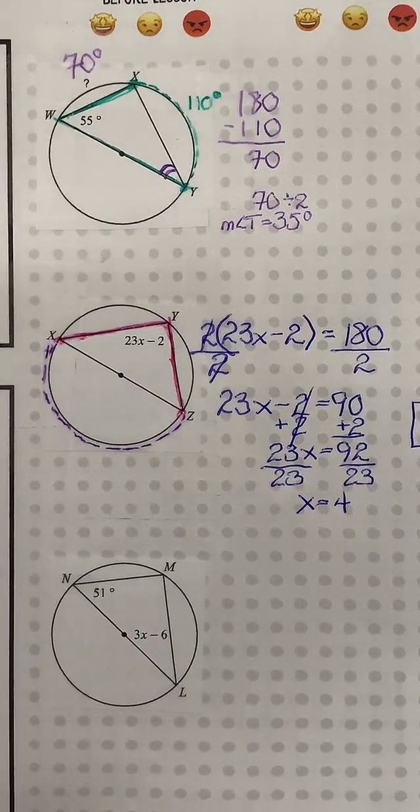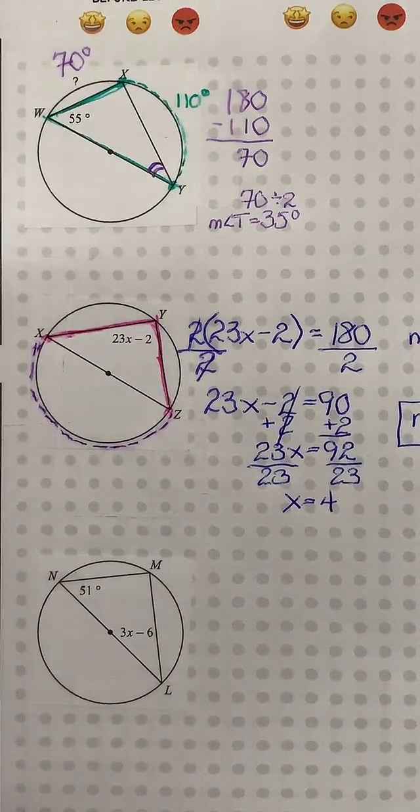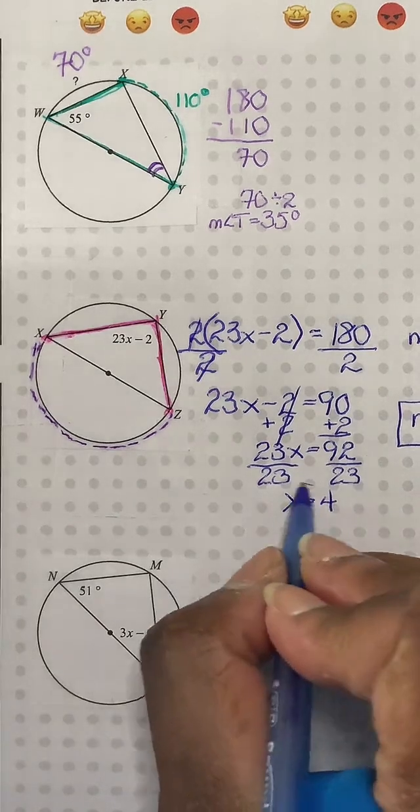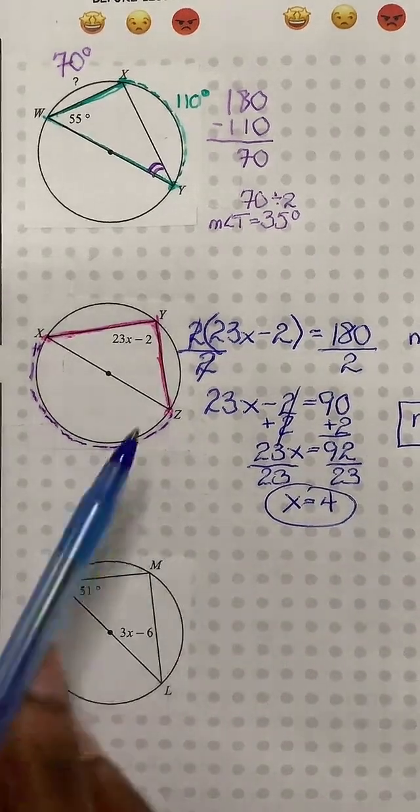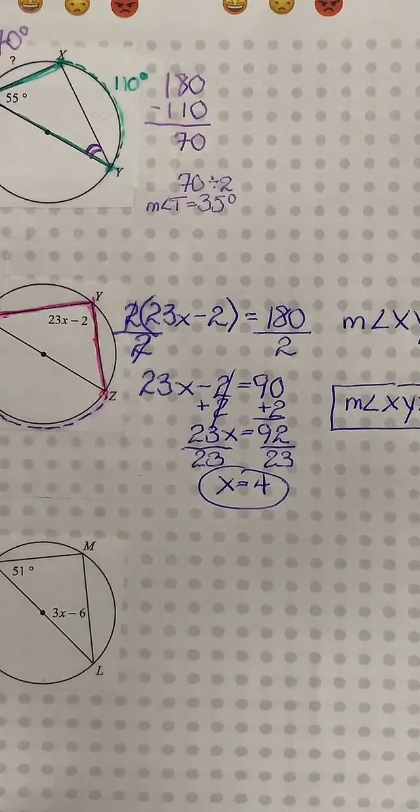Right? It didn't tell us. If it said solve for x, yes, boom, you're right there, you're done. If they wanted us to find out the measure of that angle, then we can go ahead and find the measure of the angle. All right?